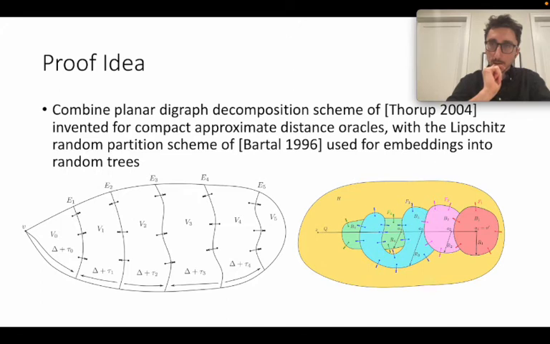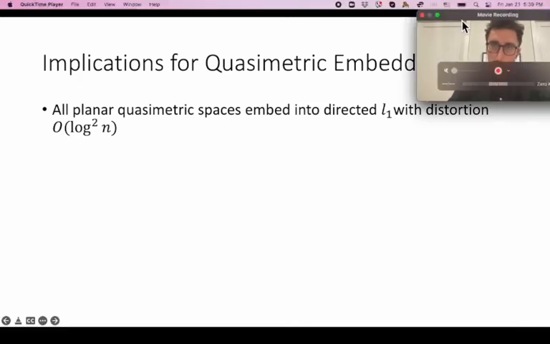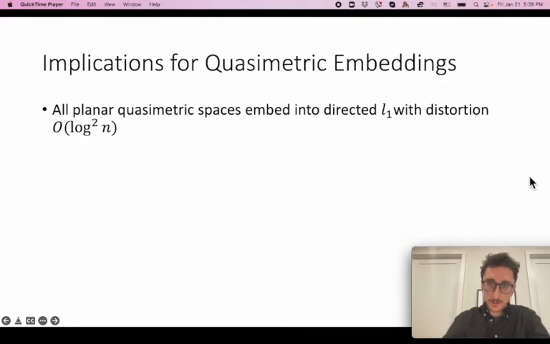Now to do this, we adapt the approach of Bartal for random partitioning. So this is an approach where one randomly grows balls of exponentially distributed random radii. I will leave the details for the paper. So this is all I want to say about the high-level idea of the proof. And this is really the main technical result. Now from this one immediately obtains the rest of the theorems.